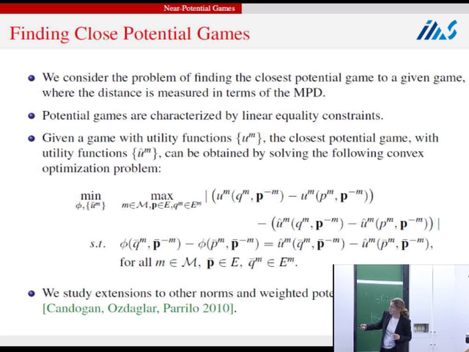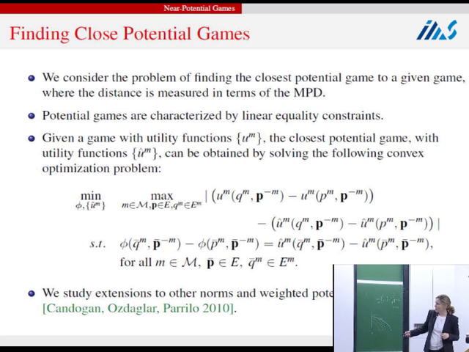So minimize the MPD over the potential function phi and the utilities u hat subject to the exact potential condition. Okay? And why is this a convex optimization problem? Well, this part is linear in phi and u hat, which are the decision variables. By using u hat, just plug in phi. Instead of u hat, write phi. That's fine. I'm just trying to make it more apparent here.